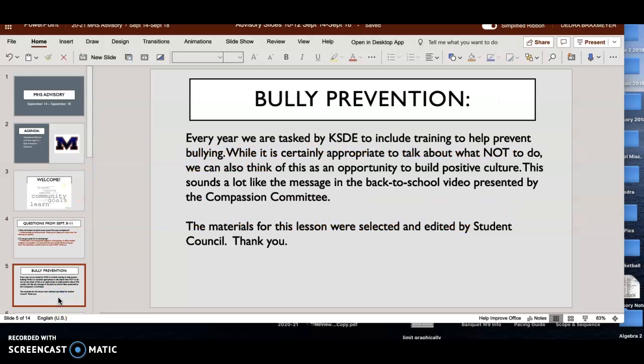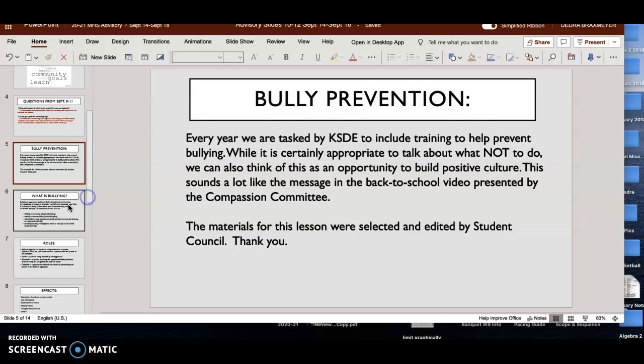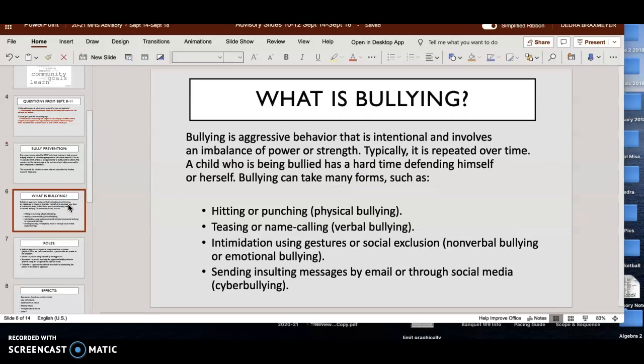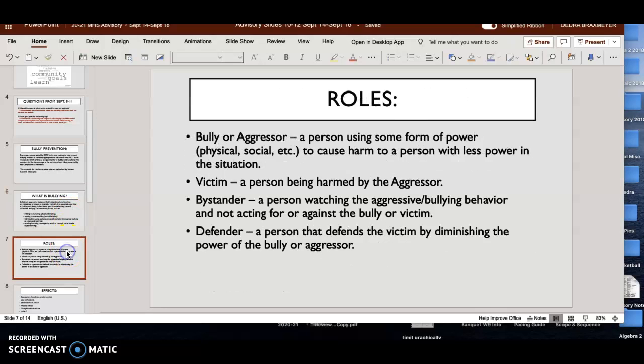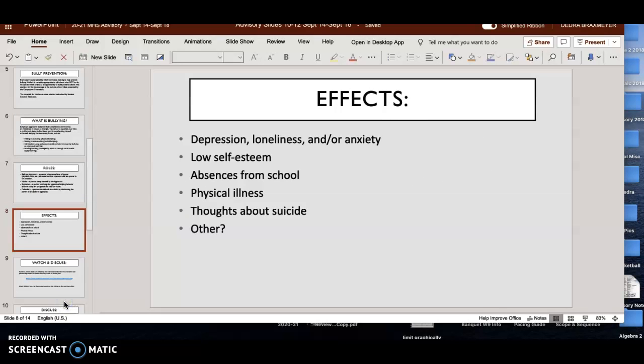On slide 5, you're introduced to today's topic. Recall that the state of Kansas asked all schools to include some type of bully prevention program. On slides 6, 7, and 8 are some terms and definitions to review with your students. Feel free to discuss slides 6, 7, and 8 in a way that works with your particular group.